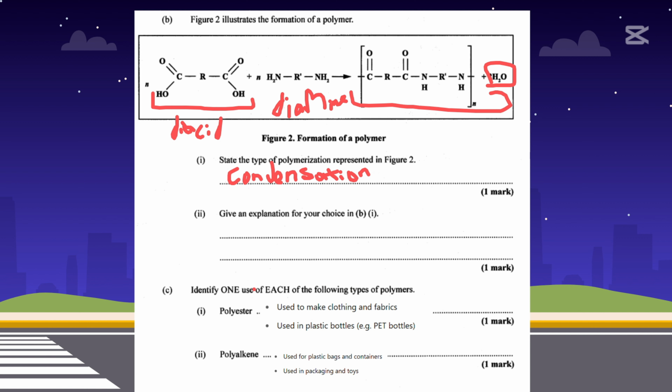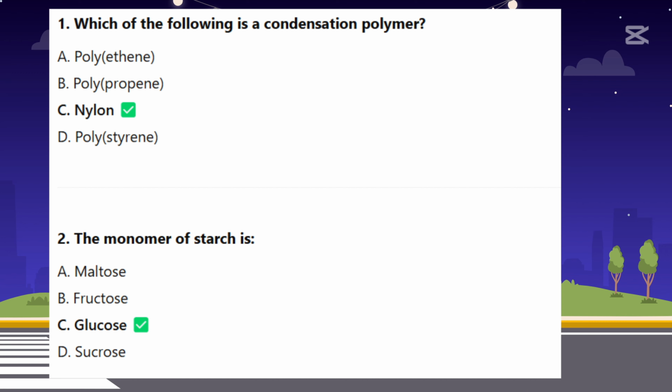Identify one use of each of the following types of polymers. So polyester, simple, food containers, plastic bottles. We also use polyester for clothing, right? Polyalkene, those are found in plastic bags and some plastic containers like your Ziploc bags, and we also use it for packaging and for toys. That's for polyalkene. You get 1 mark each.